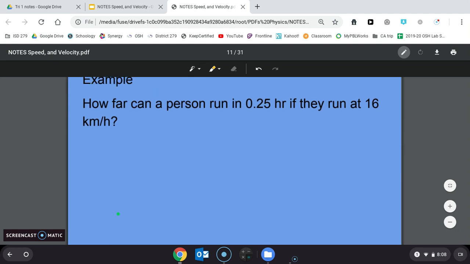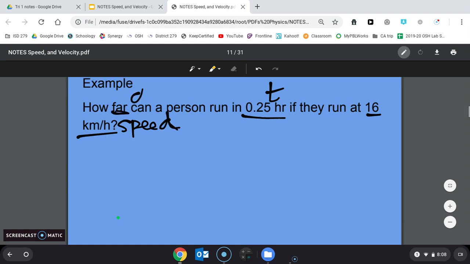How far can a person run in 0.25 hours if they run at 16 kilometers per hour? What I always start with is looking at, here's my numbers and here's my labels, and what do those mean? Hours represents time. Kilometers per hour is a speed. So I'm finding how far, what is the distance.